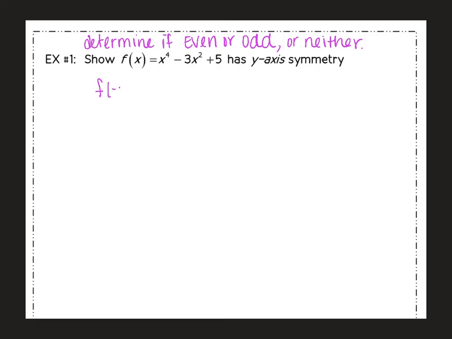So we want to find what f of negative x is. So we're going to be plugging in a negative x for all of our x's here. Make sure that you're using the appropriate notations. And so we can go through and simplify. So I know if I have a negative to an even, it's going to stay the same sign. So this was a positive x to the fourth, so it'll stay a positive x to the fourth. If I have a negative to an even again, it's going to stay the same sign. So this was negative 3x squared, so it's going to be negative 3x squared. And then I have my plus 5.